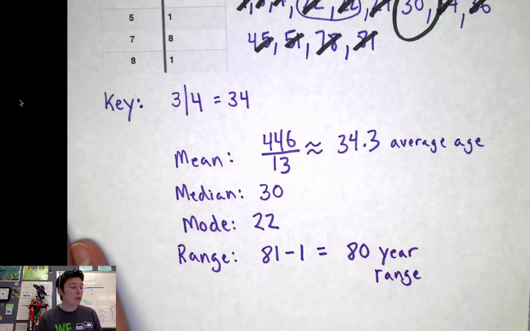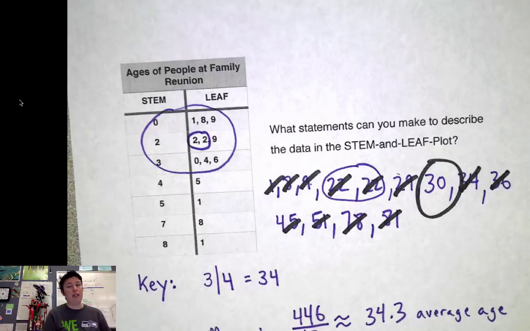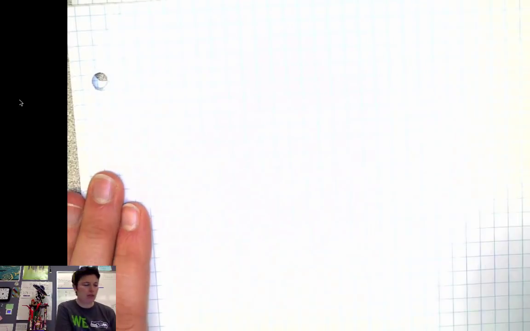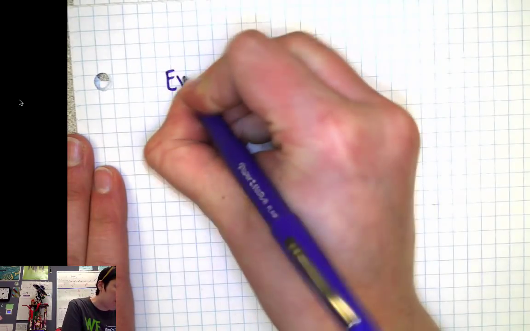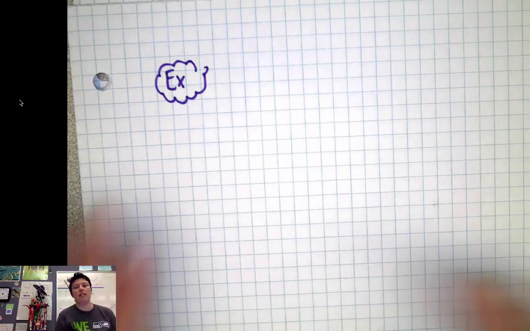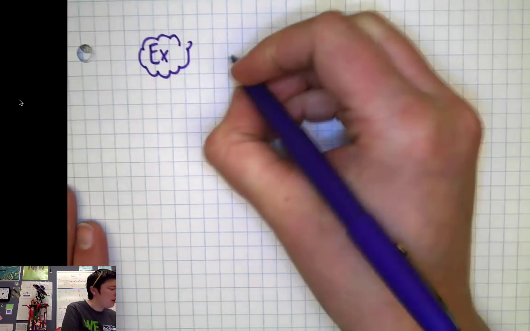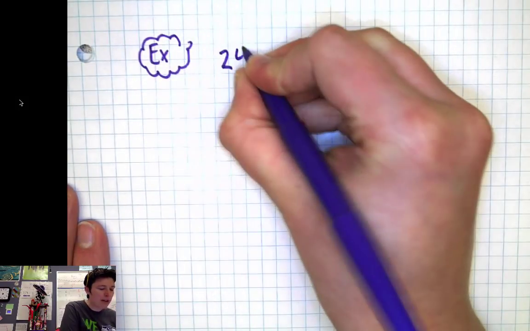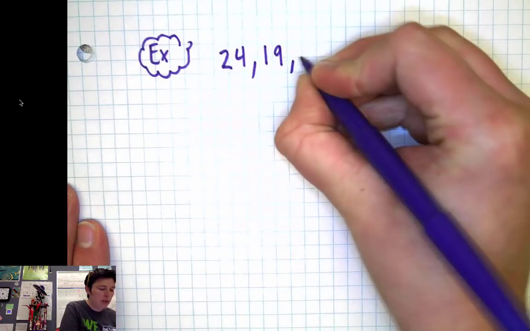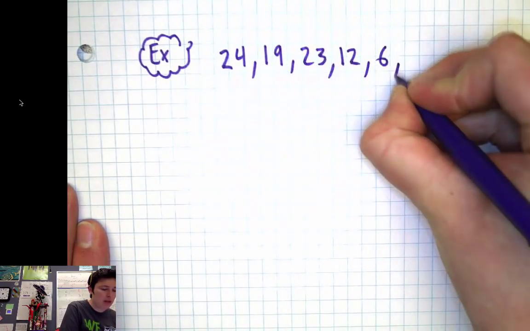So let's try a problem where we don't start with the stem and leaf, where we actually have to create the stem and leaf, where we do a little bit more of the work. Let's give one of those a try. And I think for our notes, I'm just going to write example, like that. And let's say you've collected some data. I don't know what it's on, but let's say we have some numbers. So here are our numbers. We're going to write them down. We have 24, 19, 23, 12, 6, 21, and 15.